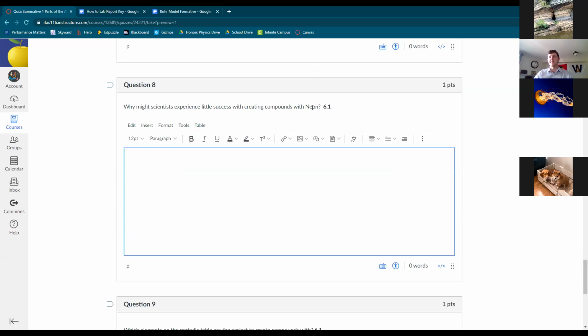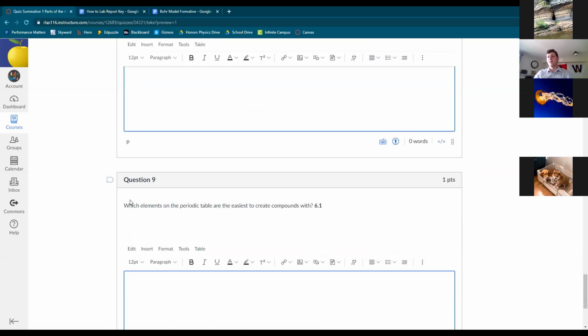And then the last one: which elements on the periodic table are the easiest to create compounds with? I accepted a lot of answers here. I accepted alkali metals, so anything in that first column, because they're super reactive. They have 1 valence electron that they want to get rid of. I accepted the halogens, or anything in group 17, because they have 7 valence electrons, and so they're really close to 8, so they want to get that 1 more so they can be reactive.